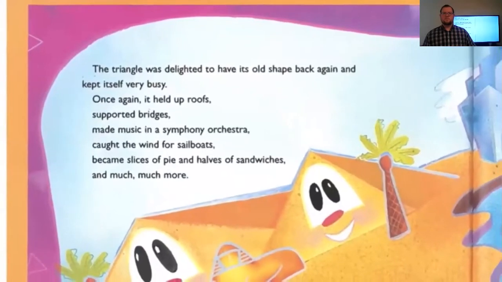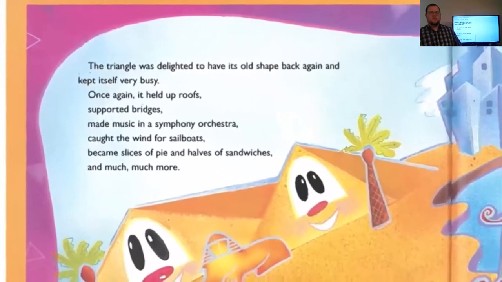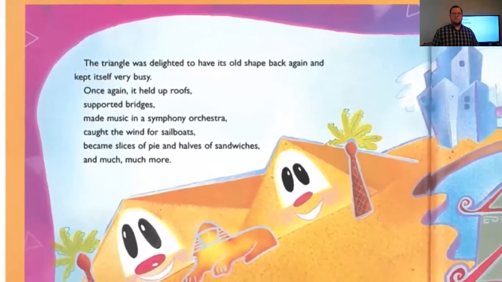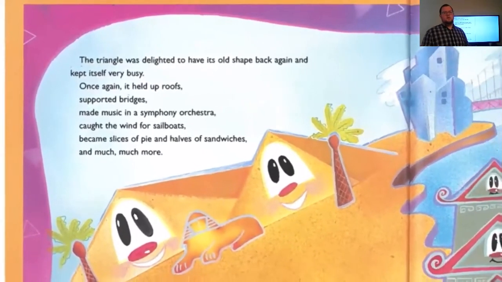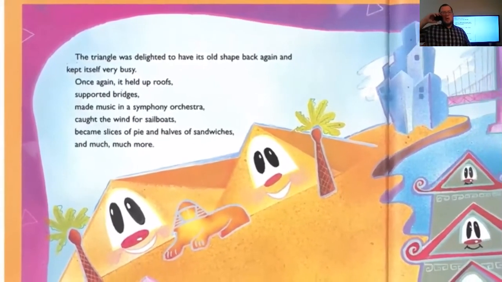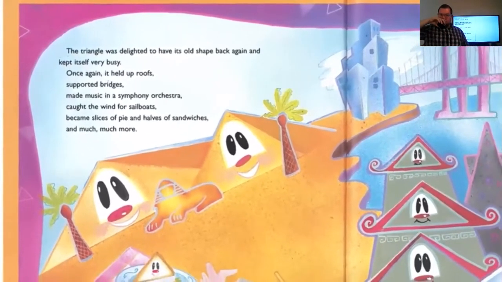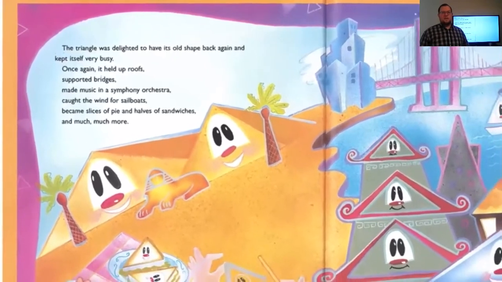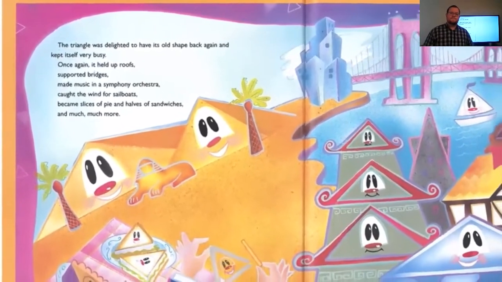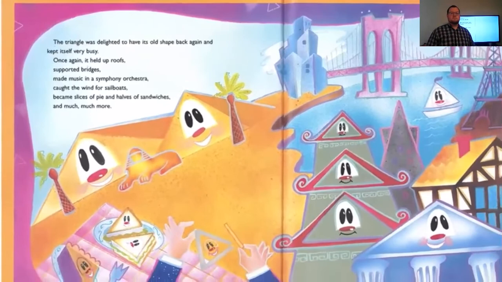The triangle was delighted to have its old shape back again and kept itself very busy. Once again, it held up roofs, supported bridges, made music in a symphony orchestra, caught the wind for sailboats, became sliced up pie and sandwiches, and much, much more.